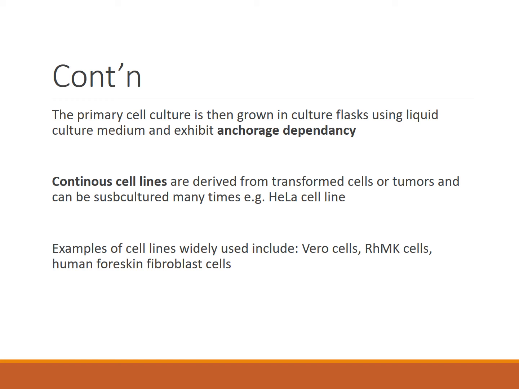Continuous cell lines, on the other hand, are derived from transformed cells or tumors and can be subcultured many times. An example of this cell line is the HeLa cell line, which is a short form for Henrietta Lacks cell lines. Continuous cell lines do not have anchorage dependency and therefore are not really limited by contact inhibition. Examples of other cell lines widely used in the labs include Vero cell lines, the rhesus monkey kidney cell lines, human foreskin fibroblast cell lines, and others.